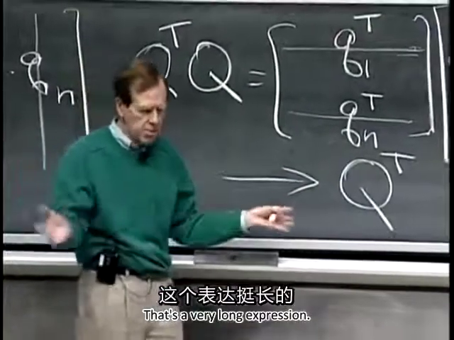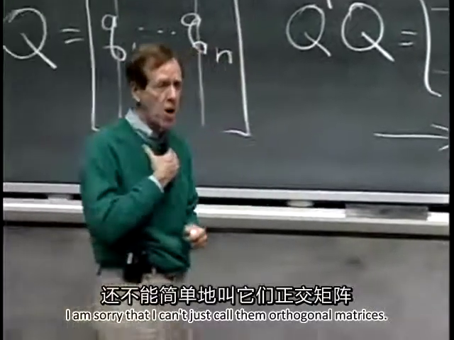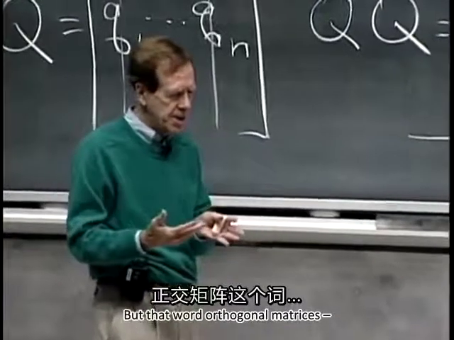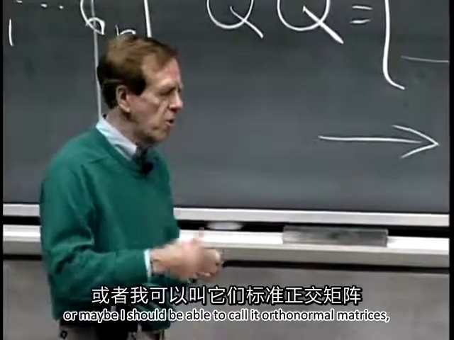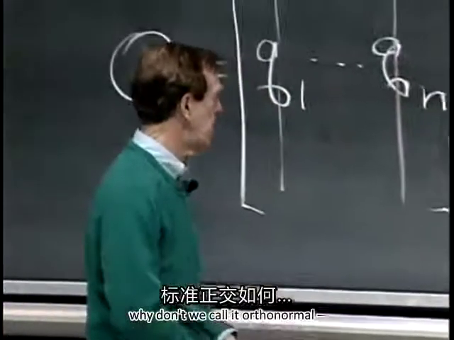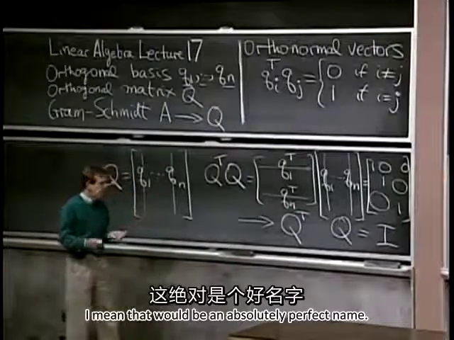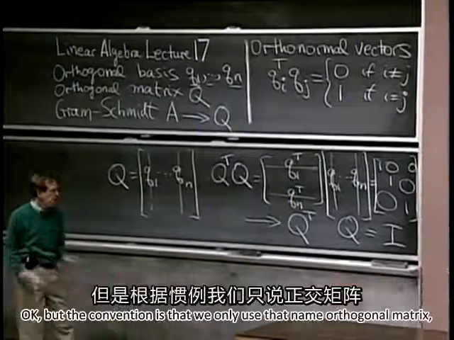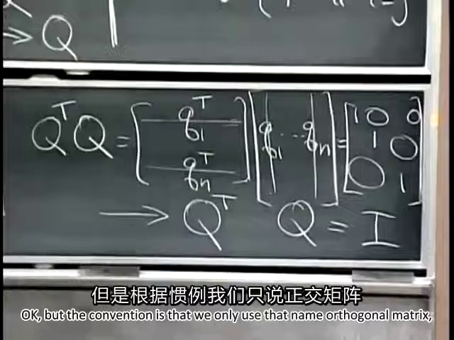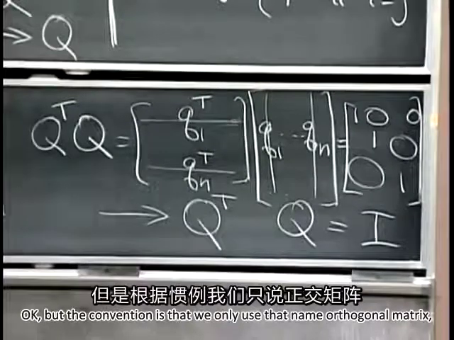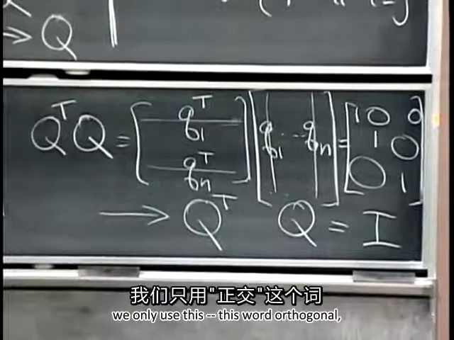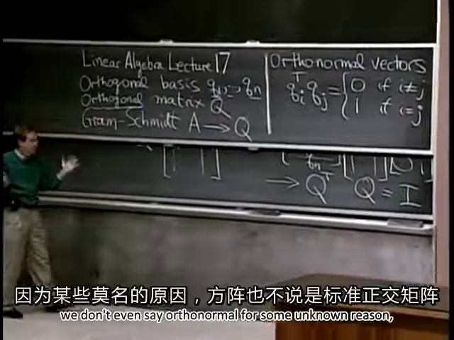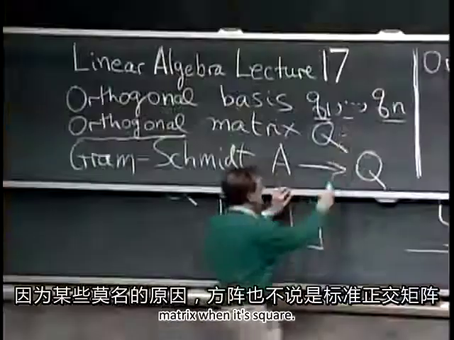That's a very long expression. I am sorry that I can't just call them orthogonal matrices. But maybe I should be able to call them orthonormal matrices. Why don't we call it orthonormal matrices? That would be an absolutely perfect name for Q. Call it an orthonormal matrix because its columns are orthonormal. Okay. But the convention is that we only use the name orthogonal matrix, we don't even say orthonormal, for some unknown reason, when the matrix is square.